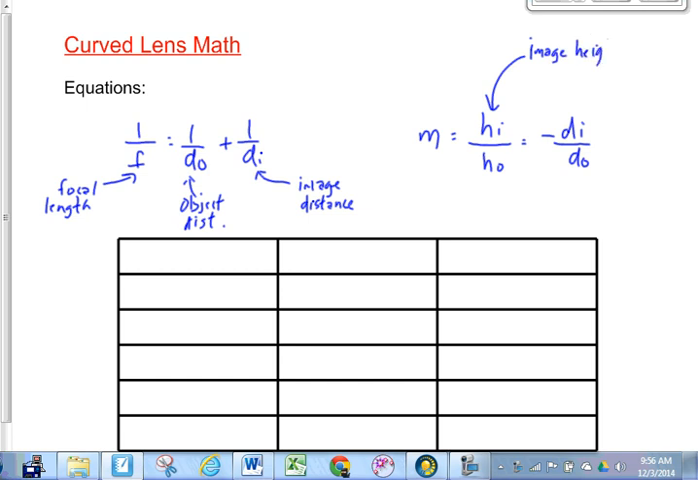And again, we can use centimeters or meters, whatever we want for this, as long as we're consistent. This one, of course, is going to stand for the object height. And m stands for the magnification. The magnification is a ratio. It's a ratio of how big the image is as compared to the object.